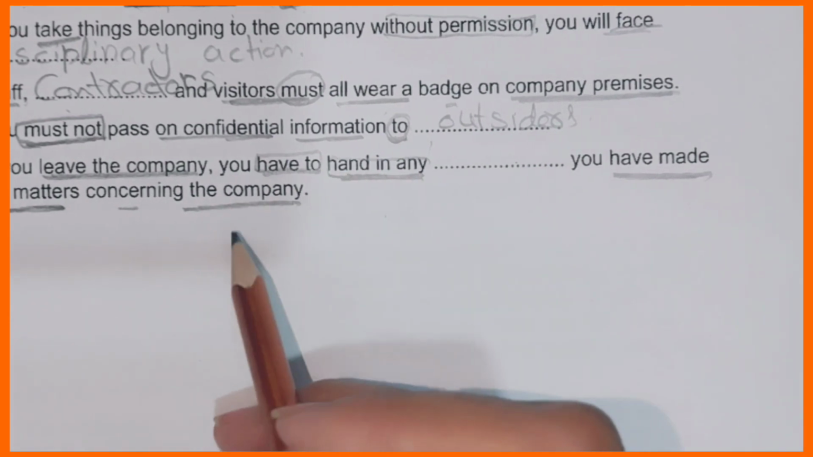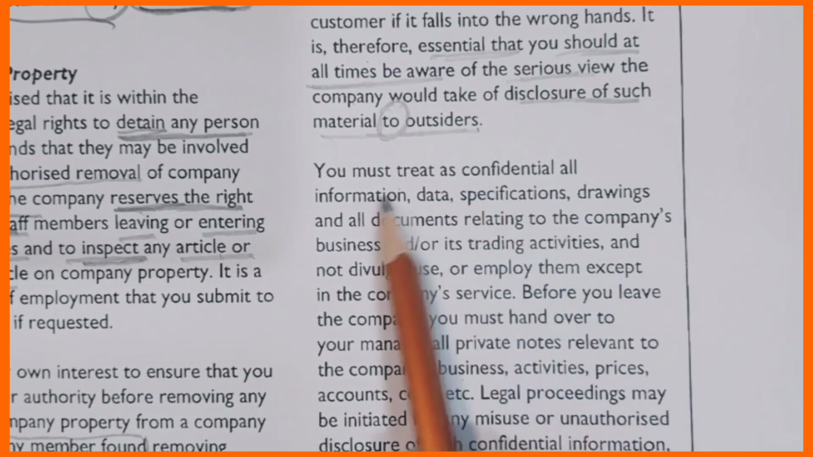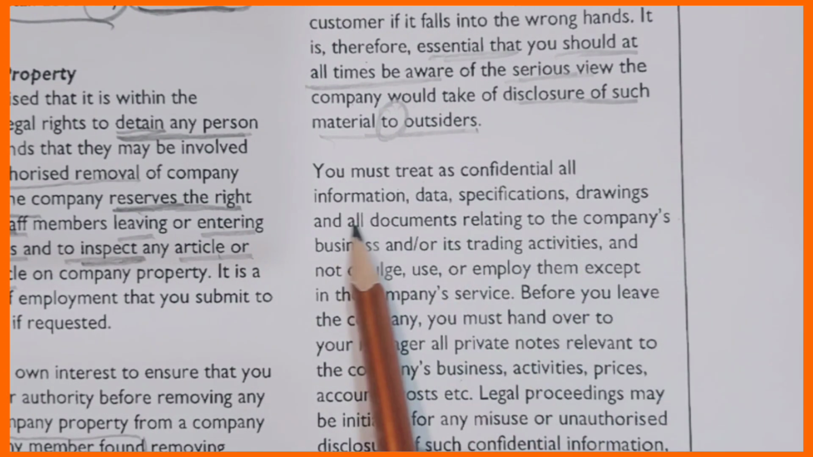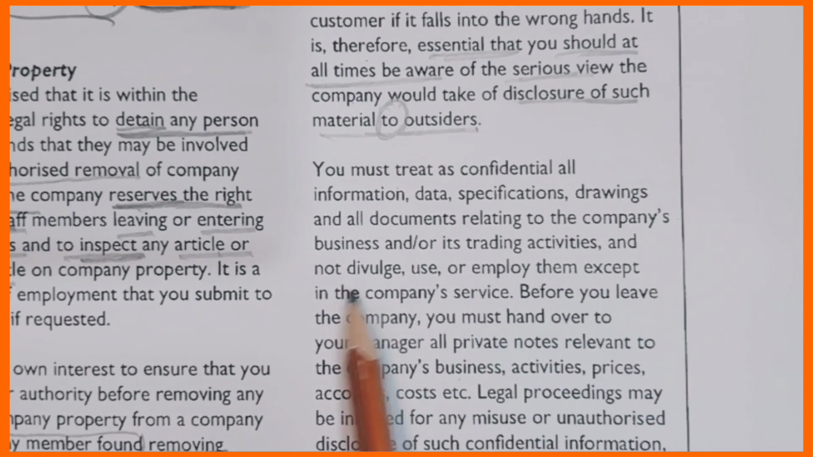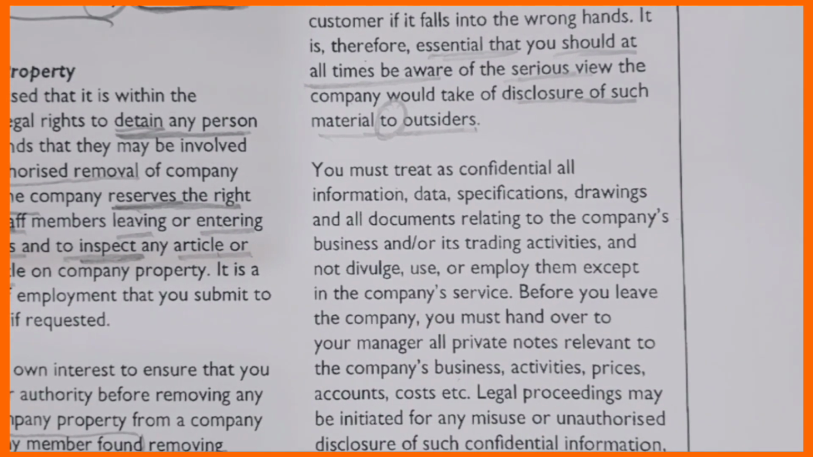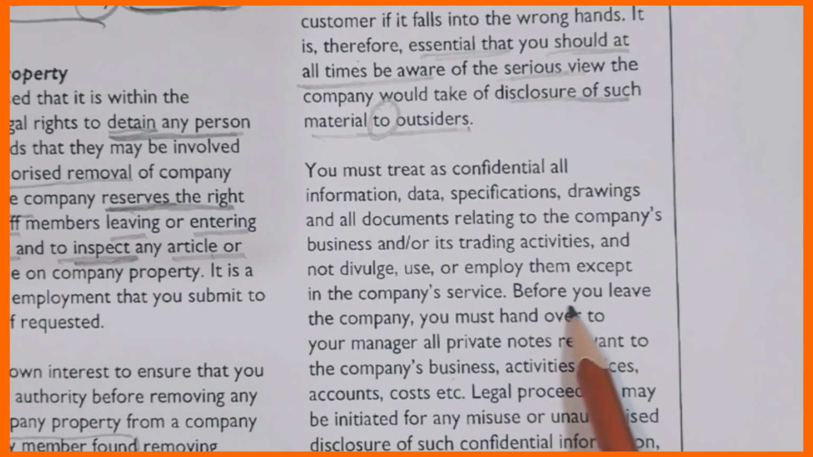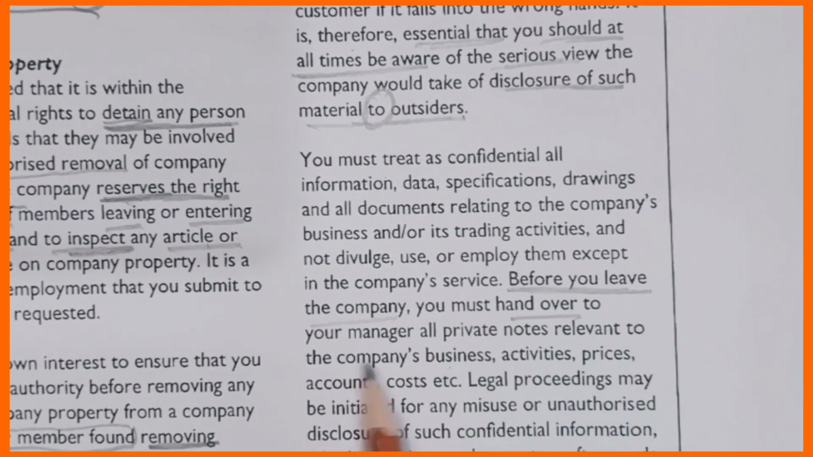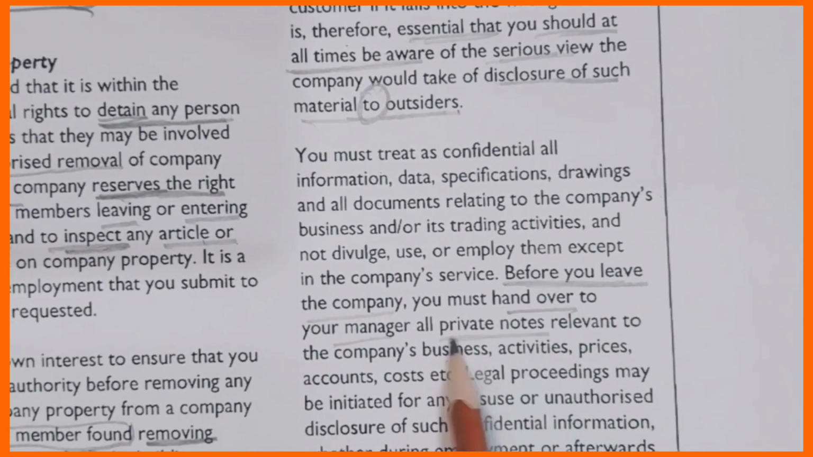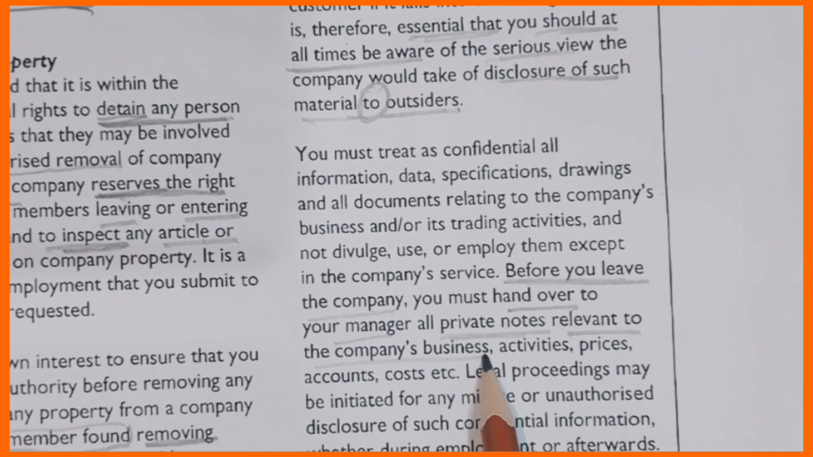So if you are leaving the company, what do you have to do? You must treat as confidential all information, data, specifications, drawings, and all documents relating to the company's business and trading activities, and not divulge, use, or imply them except in the company's service. Before you leave the company, from here our answer will start. Before you leave the company, you must hand over to your manager all private notes relevant to the company's business.